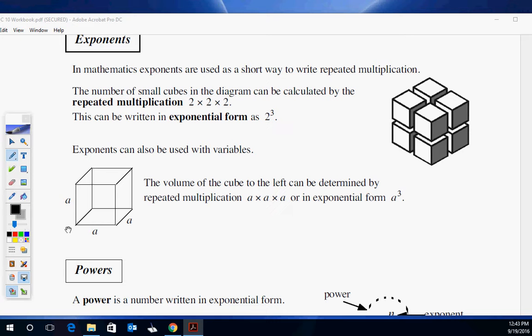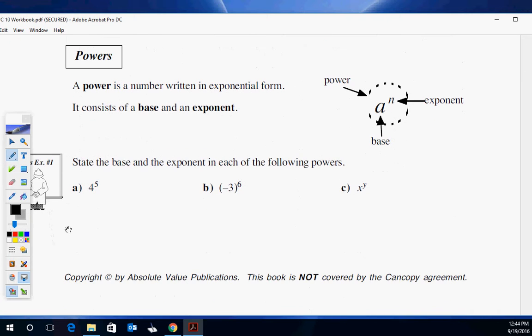So the volume of a cube can be determined by a times a times a. So a would be the sides, so it would be a cubed. Got it? Okay, so power.